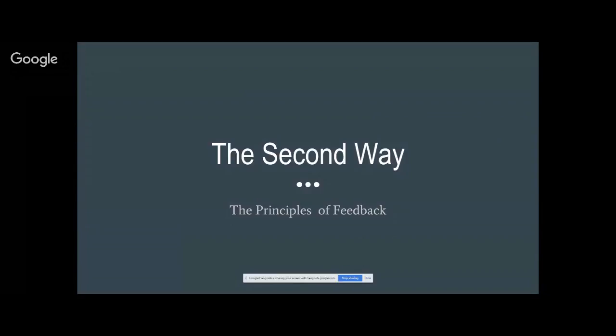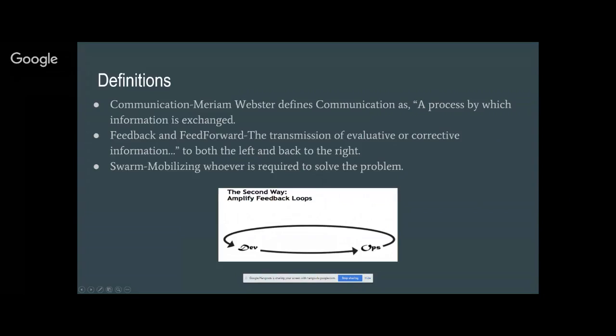Similar to last week, I'd like to start out with a couple of definitions. Merriam-Webster defines communication as a process by which information is exchanged. The full definition is slightly longer, but that's the gist of what communication is. It's an exchange of information, meaning there are two parties. Feedback and feed forward, it's a transmission of evaluative or corrective information and then specifically when it comes to DevOps, it's to both the left and right, or it's the communication, exchange of information between dev to ops and then ops back to dev.